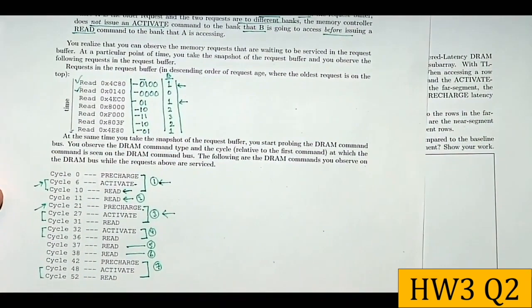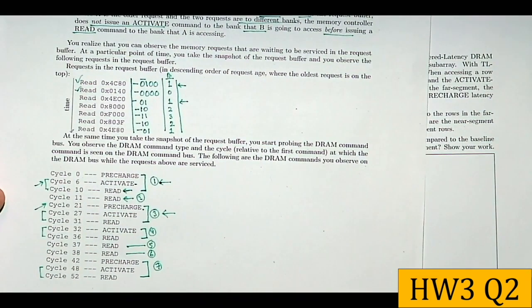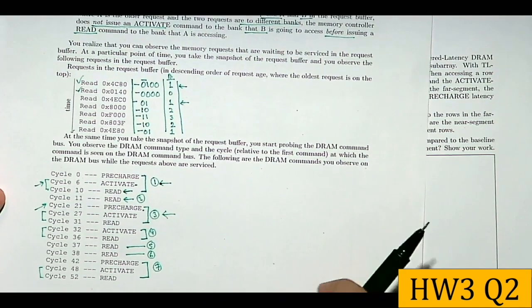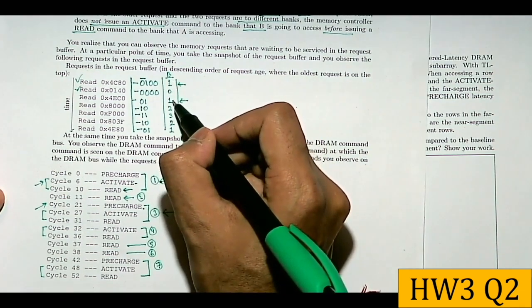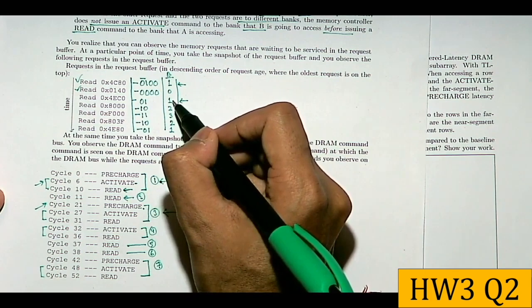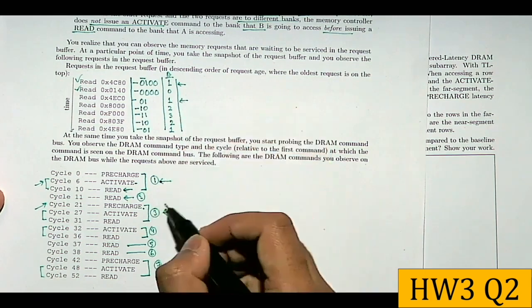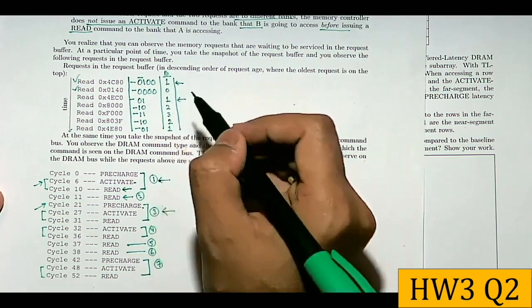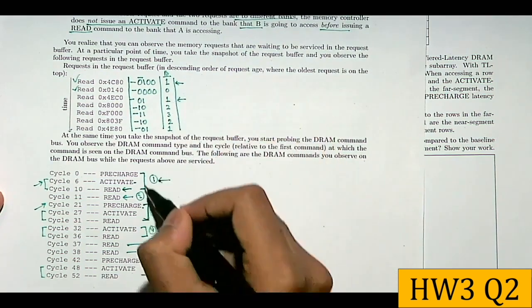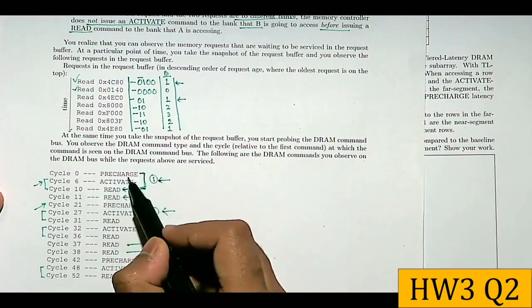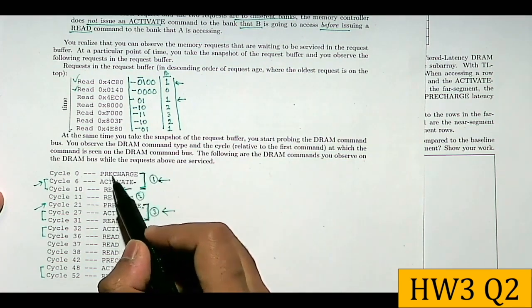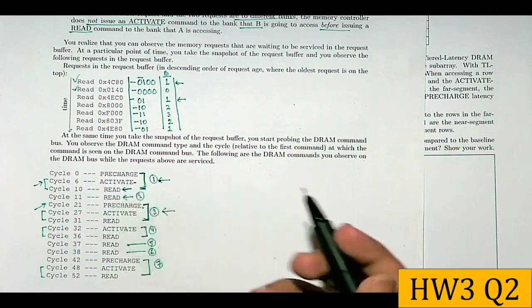Okay, yeah. There is a row conflict. So these two accesses are going to the same bank, right? Now, if you look at the access sequence of these two accesses, this one is opening a new row, right? Pre-charge, activate, and read. So, yeah, go ahead.